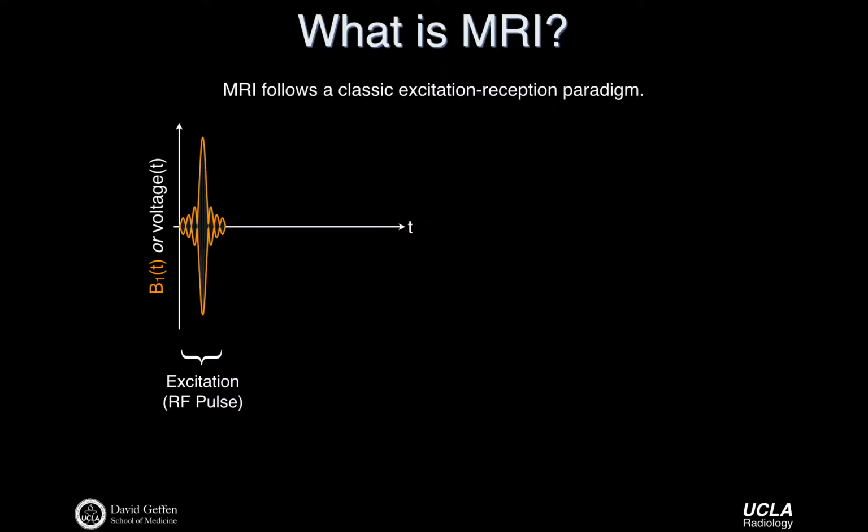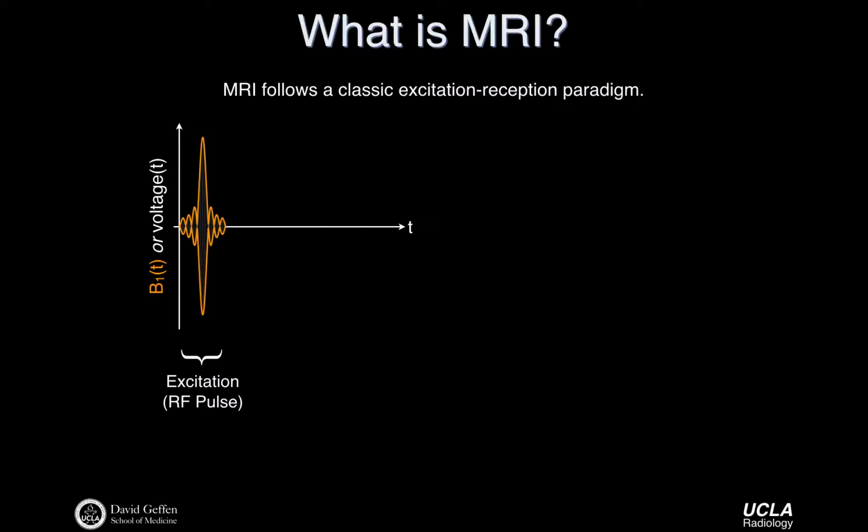Okay, so I said this a little bit before. MRI follows this sort of classic excitation-reception paradigm. When we think of excitation, what we're really talking about is what we call radio frequency pulses. Radio frequency just means something in the electromagnetic energy in a sort of megahertz range, right? Most of the frequencies that we care about in MR are in the megahertz range or even hundreds of megahertz. So in this case, we need an RF pulse, which is the basis for excitation.